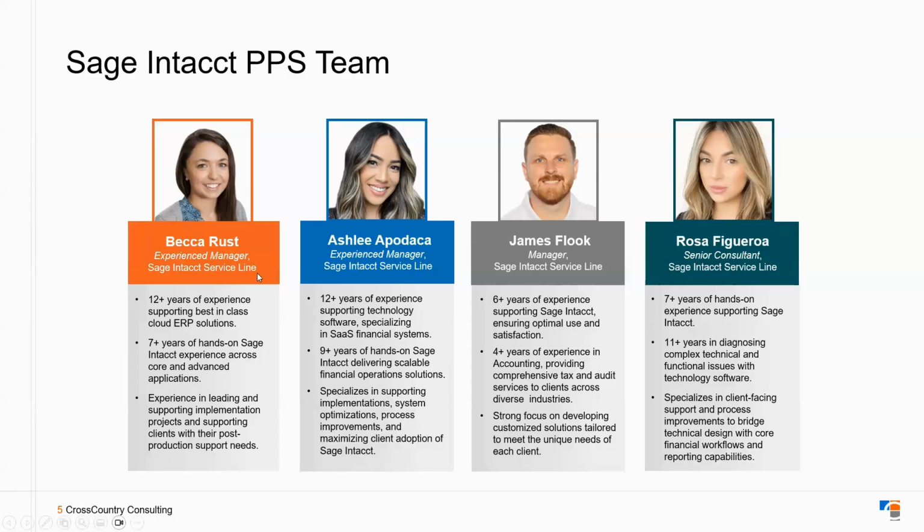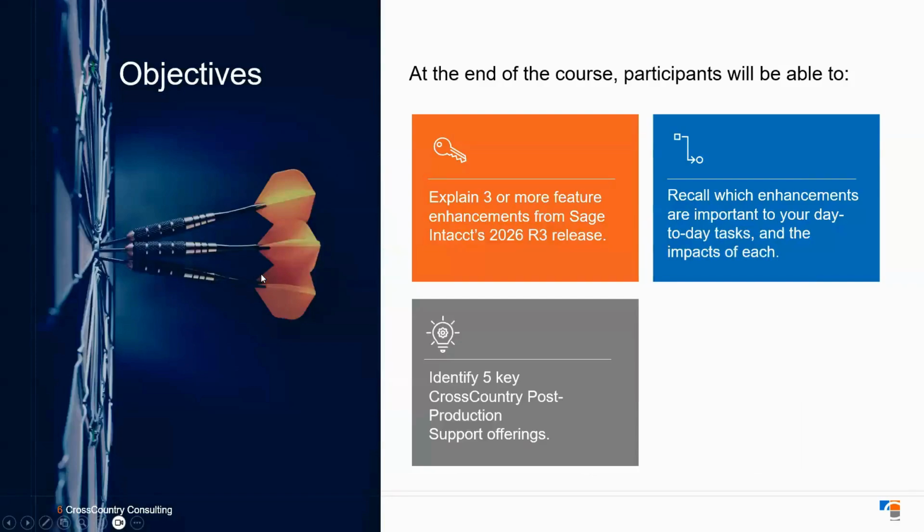Now let's talk about the objectives for today. By the end of today's session, our goal is for you to be able to identify which R3 enhancements are most relevant to your day-to-day tasks and the impact of each, explain 3 or more feature enhancements from Sage Intacct's 2026 R3 release, identify 5 key CrossCountry post-production support offerings, and get all of your release questions answered.